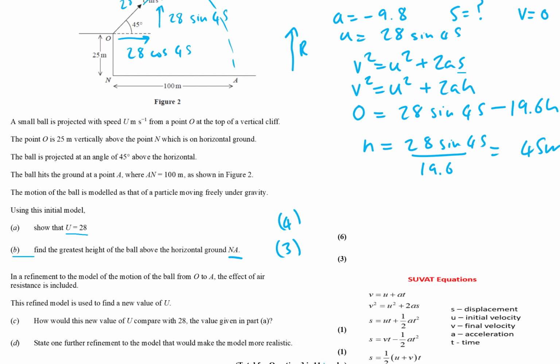Now let's look at the next part. In the refinement to the model of the motion of the ball from O to A, the effect of air resistance is included. This refined model is needed to find a new value of U. How would this new value of U compare with 28, the value given in part A?